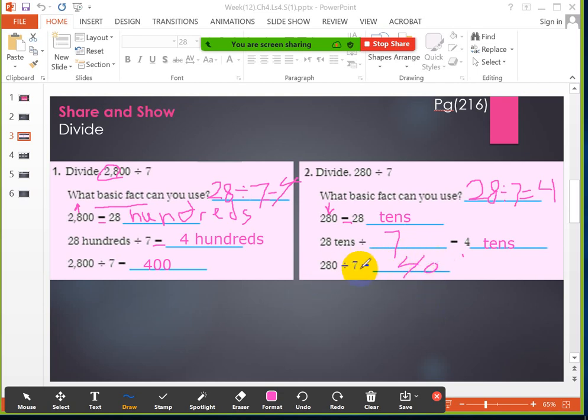28 divided by 7 equals 4, and put 1 zero next to the answer. So it will be 40. Also here, 28 divided by 7 equals 4, and put 2 zeros next to the answer. Okay, girls? This is the strategy. If you finish, please type 1 in the chat.